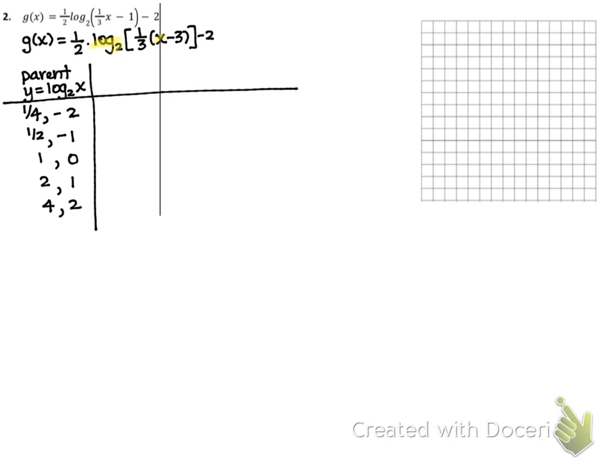So the first thing that's going to happen with my x's is that 1/3. So it's timesing by 1/3, so I would want to divide by 1/3. Dividing by 1/3 is the same thing as timesing by 3. Then I would minus 3, but I want to do the opposite, so it's going to be plus 3. Okay, so plug in my x's.